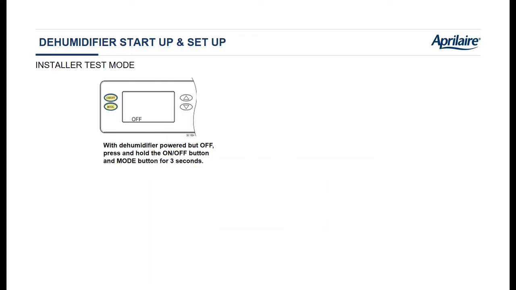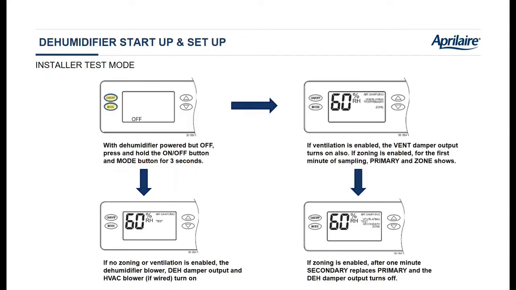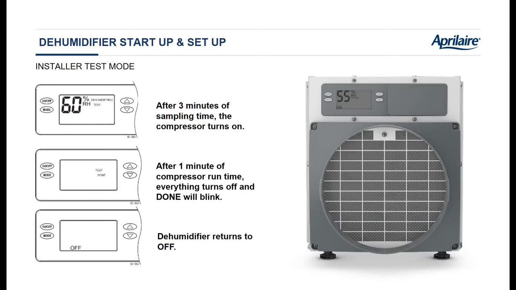You may be putting these in at a time of year where the unit's not going to need to dehumidify. So rather than try and trick it with a wet paper towel or something like that, there's an installer test mode where you can put it through its paces. Very simply, it'll at least sample and run the compressor, but if you've got more options selected, it'll put it through all of those paces as well. The basic operation is going to go through that 3-minute sample, turn on the compressor so you can make sure everything's working like it should.